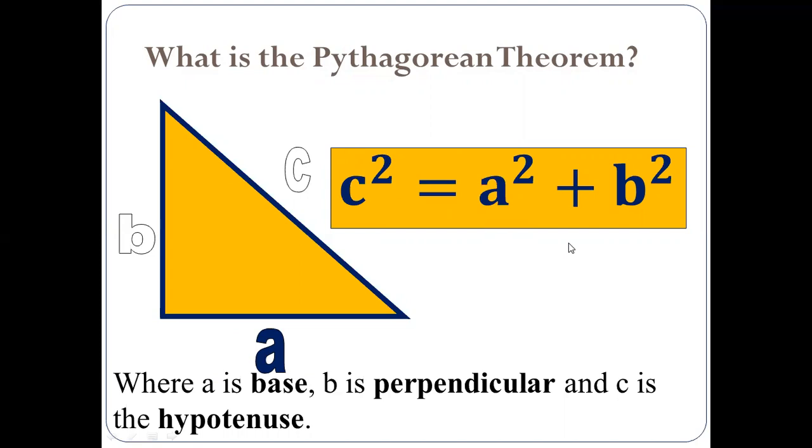So let's begin. Here is the proof. For this I need four right angle triangles. Four right angle triangles. This is one right angle triangle.